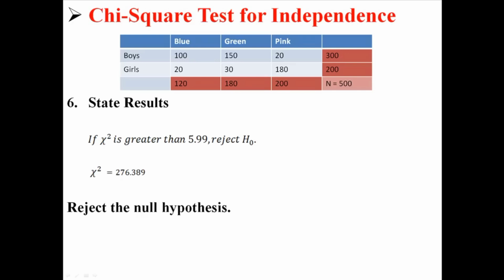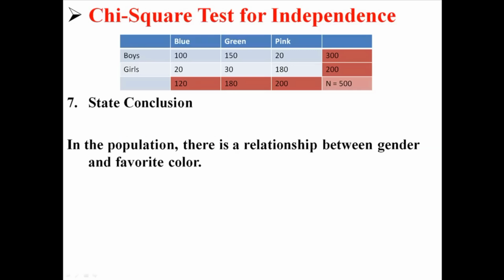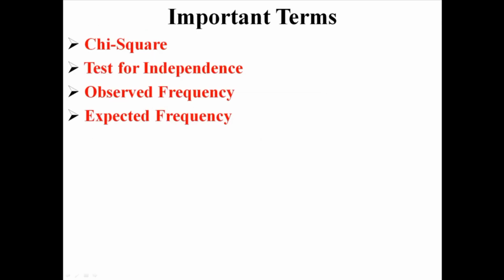So our result is, because our chi-square was greater than 5.99, it was 276.389. We will reject the null hypothesis. That is to say that in the population, there is a relationship between gender and favorite color. Using the chi-square test, the test for independence.